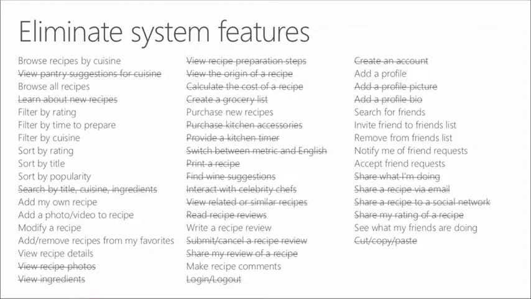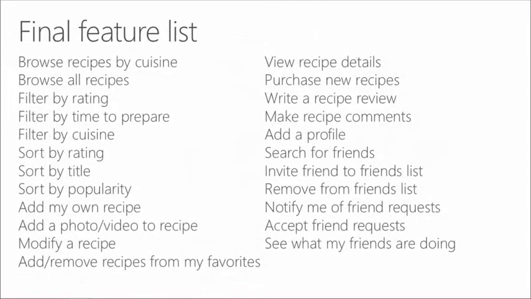So we also want to eliminate system features, things that are part of the system, like cut, copy, paste, for instance. Those are very useful actions, but they're in the system, so we don't need to do anything special for it. Right. So then we end up with the final feature list. From the long list of features, this is the list of features that remained.